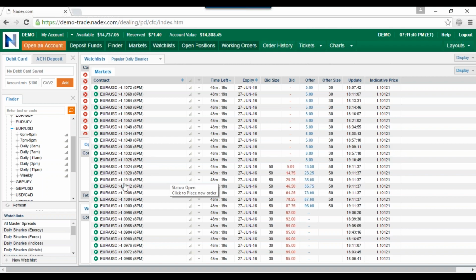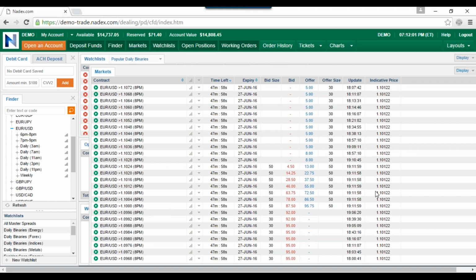You can see there's all these different strike prices. Over here on the offer side, here's the price you can buy for. The bid side, here's the price you can sell for. Now, some of these don't have a bid and some of these don't have an offer because they're so far away from the market. That's what we call out of the money. We'll talk about that here in just a second. But right now we're talking about at the money.